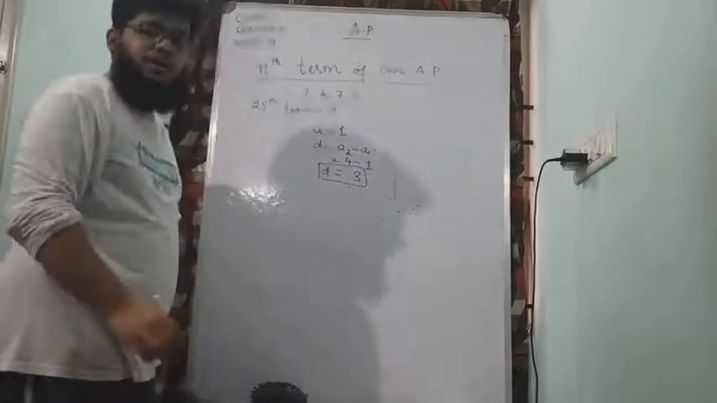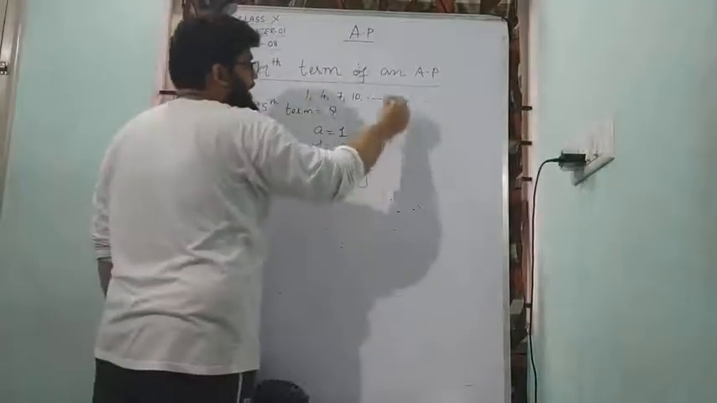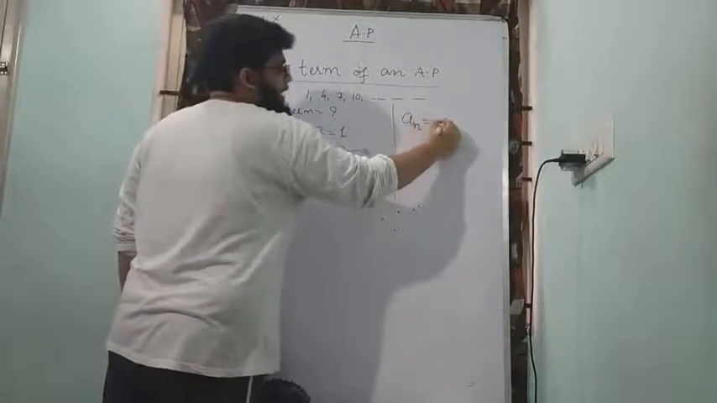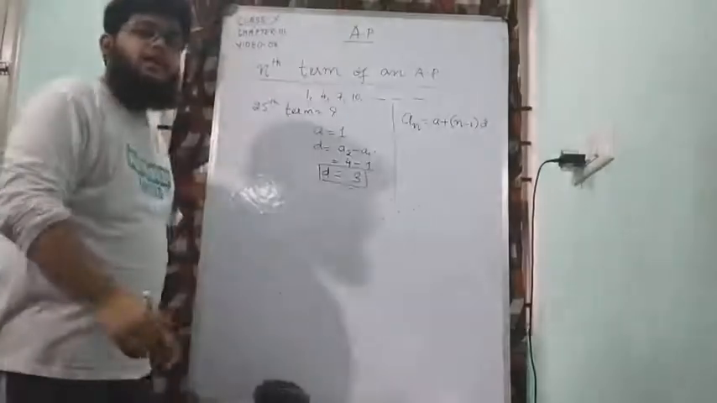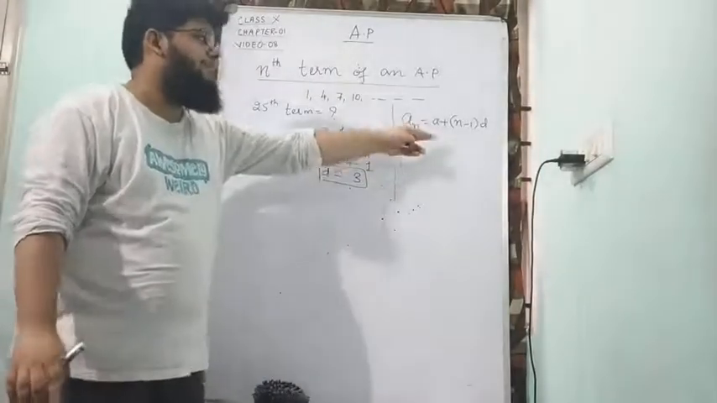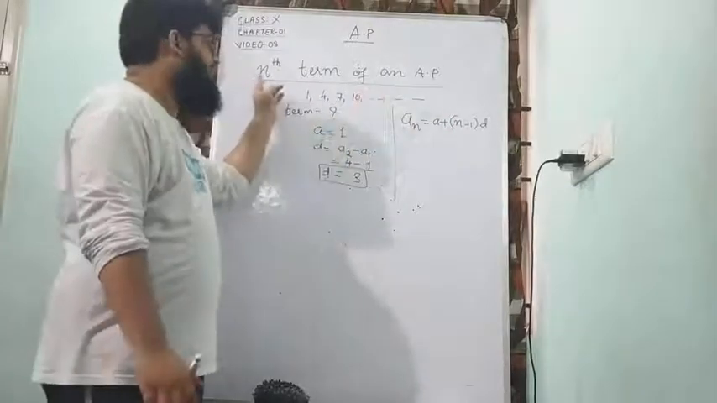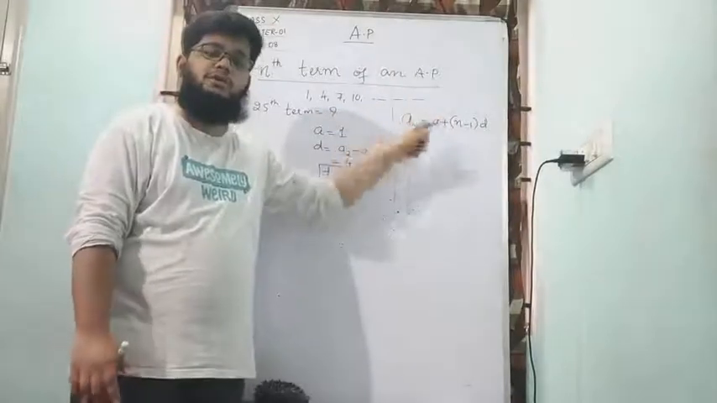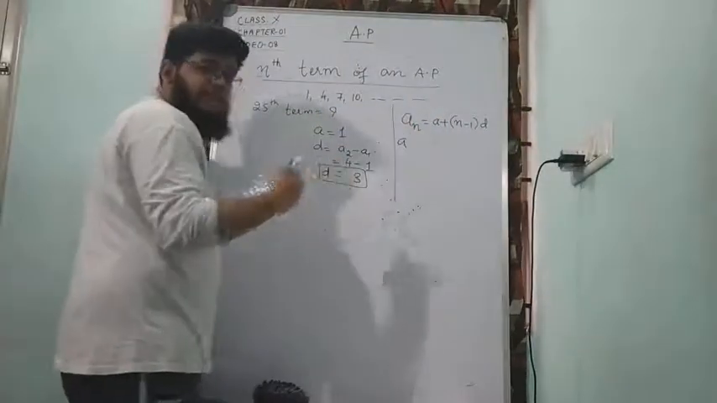Once this is over, I will have to make use of the nth term of an AP. The nth term of an AP is given by the formula An is equal to a plus n minus 1 into d. An is equal to a plus n minus 1 into d. It's a very, very important formula. So whenever I mention the nth term of an AP, you will have to make use of this formula and remember it.